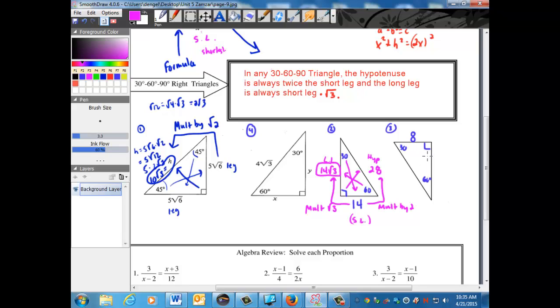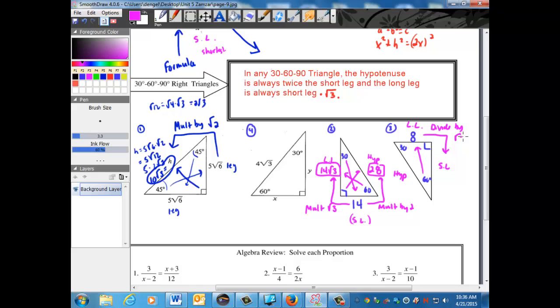And on problem 3, we are given our 60 degree angle side first. So this is our long leg, again not drawn to scale. Short leg will be on this side, and then here's our hypotenuse. So to move from long leg to short leg, we're going to decrease in size. So that means we have to divide by rad 3.